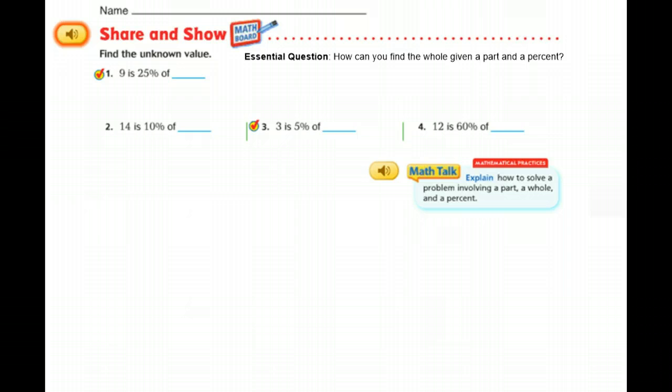This is Mr. Damiani, and we're going to be looking at lesson 5.6 in the Go Math series, which is going to focus on the essential question for the lesson, which is how can you find the whole given a part and a percent. The one thing we always want to remember with percents is that percents are always out of 100.